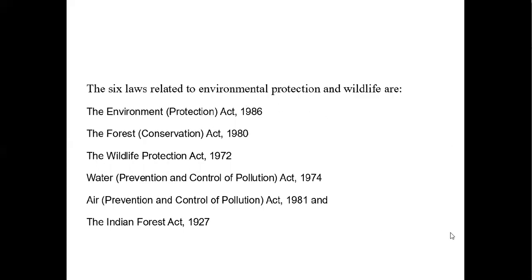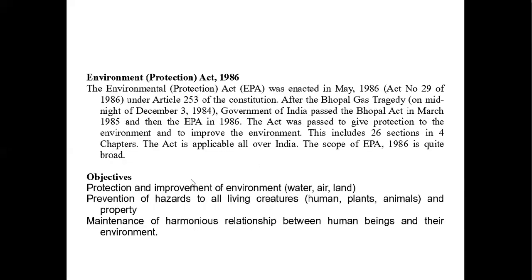And the six laws related to environment protection are the Environment Protection Act 1986, Forest Conservation Act 1980, Wildlife Protection Act 1972, Water Act 1974, Air Act 1981, and the Indian Forest Act 1927. The main objectives of the Environment Protection Act 1986 are protection and improvement of environment and prevention of hazard to all living creatures and maintenance of harmonious relationship between human beings and their environment.